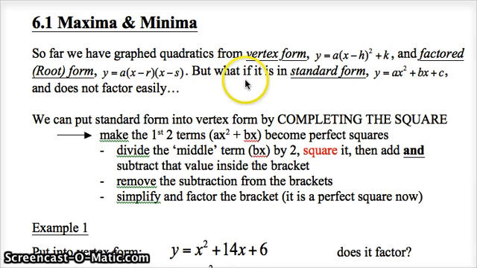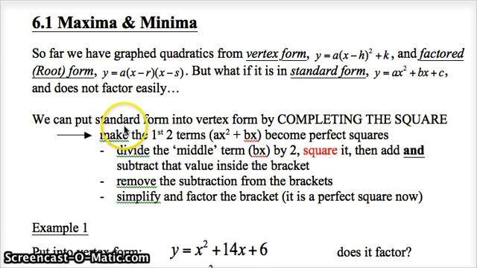But what if the equation is in standard form, y equals ax squared plus bx plus c, and it doesn't factor easily? What we can do is put standard form into vertex form by completing the square.